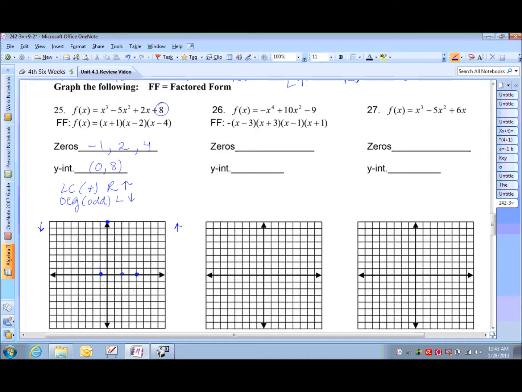and back down to the left. Okay? So it should look something like that. Remember, this is a rough sketch. It's not precise or exactly what the graph may look like, but it's just giving us an idea of the pattern.